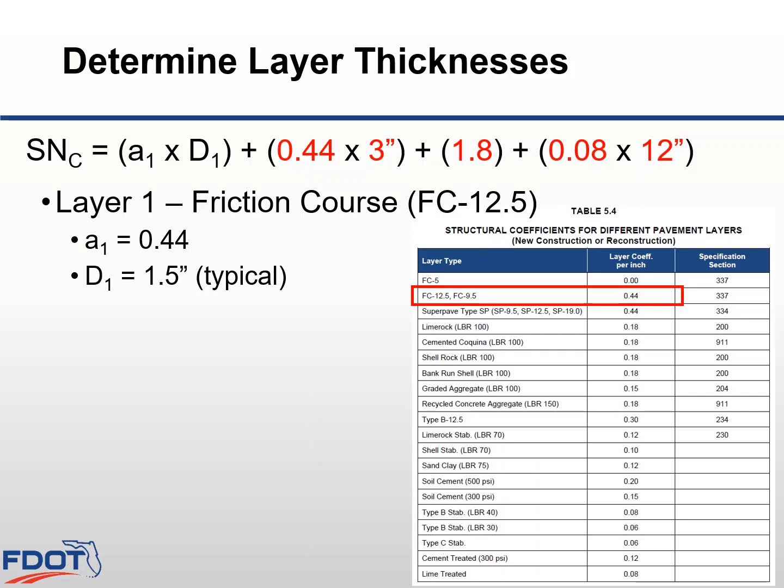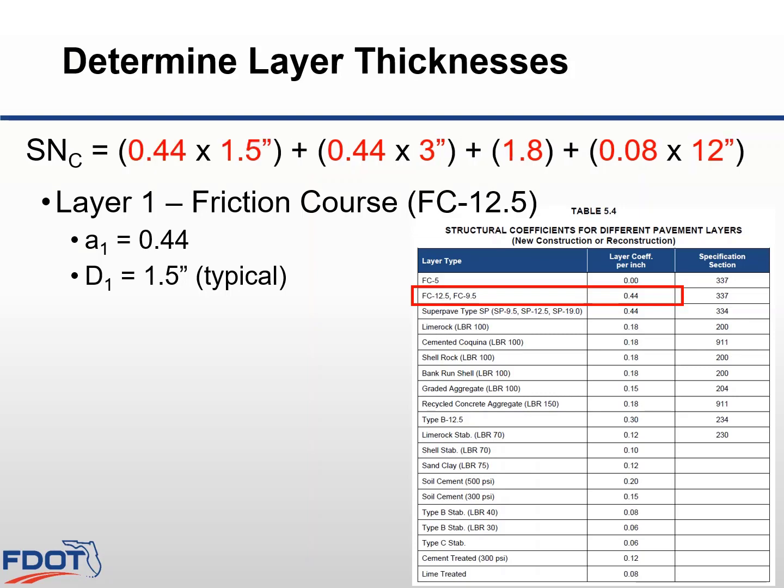Now to determine the thickness of our friction course. If you read Chapter 4 of the Flexible Pavement Design Manual, it tells you that FC 12.5 is typically placed in a 1.5 inch lift. So for a starting point in our calculations, let's go ahead and assume a 1.5 inch layer of FC 12.5.